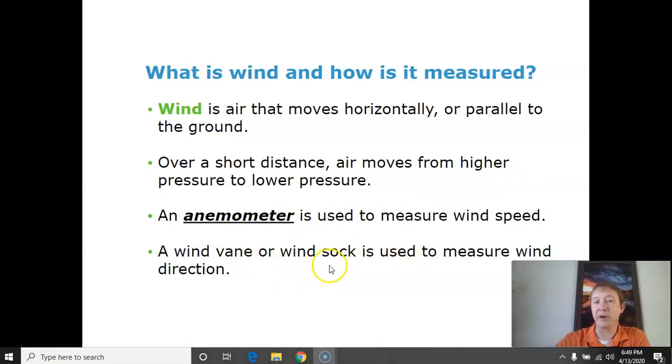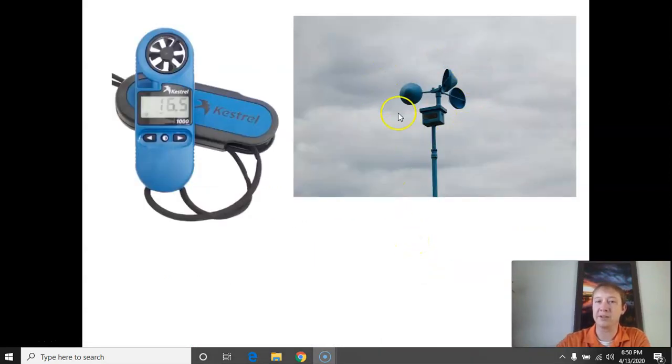We use a wind vane or a windsock, and you can see those at airports a lot of times, to measure wind direction. This is an anemometer here as well as here. As the wind blows, the air molecules catch into the cups and cause it to spin, and from the rate at which it's spinning, they can determine how fast the wind is blowing.